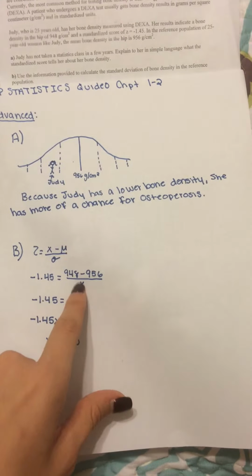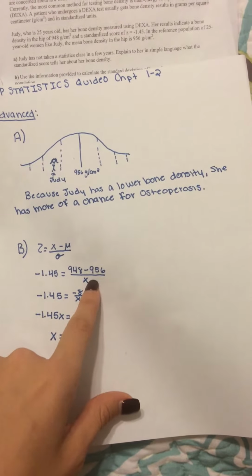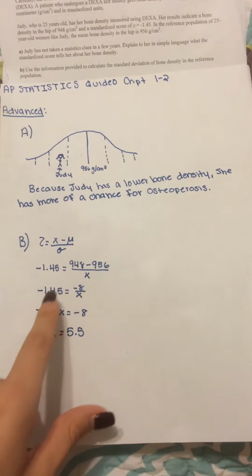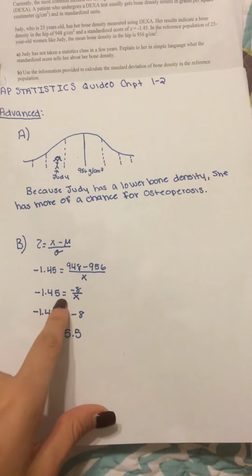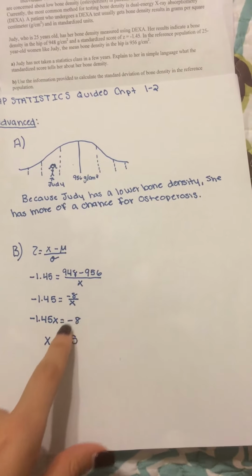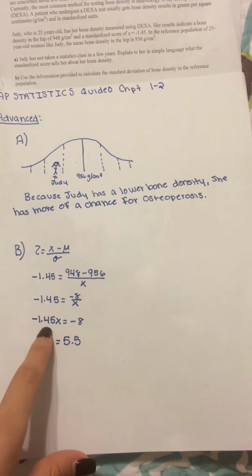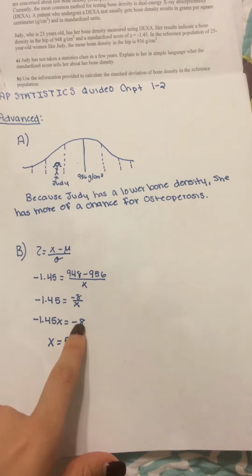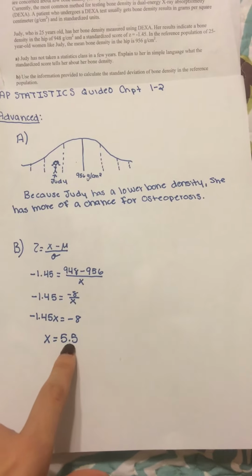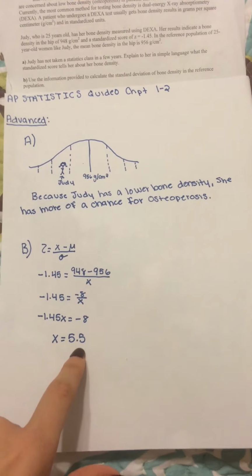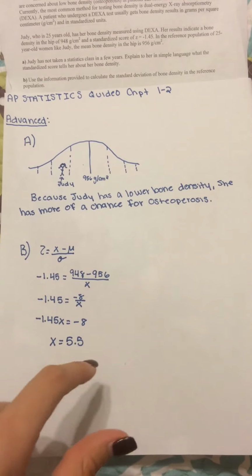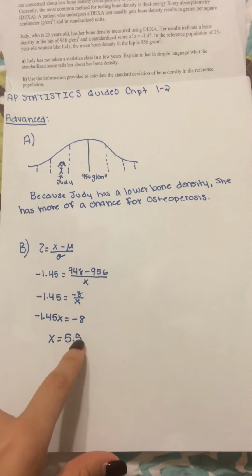So we're solving for the standard deviation, which we can now make x. So we're going to solve for x. You get negative 1.45 equals negative 8 over x. You multiply by x, and then you divide by negative 1.45, and your x is about 5.5. So your standard deviation is 5.5 grams per centimeter squared.